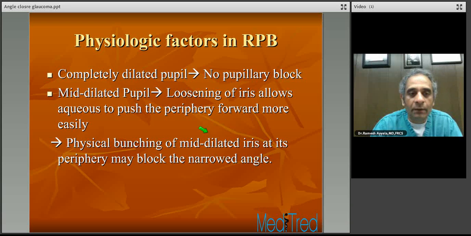Like I mentioned before, when you completely dilate the pupil, there is no pupillary block, and so cycloplegic agents can, theoretically speaking, unblock the pupillary block mechanism. A mid-dilated pupil, again I repeat, causes loosening of the iris, allows aqueous to push the periphery of the iris forwards more easily, causing the convex iris that you see. And physical bunching of the mid-dilated iris at its periphery may block the narrow angle, causing an acute attack of glaucoma to set up. Okay, so I hope you all by now are masters of this concept of relative pupillary block mechanism.